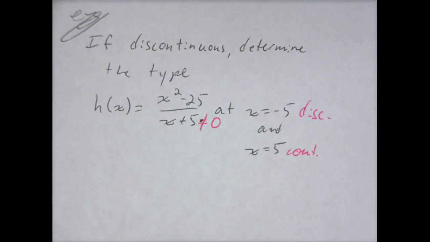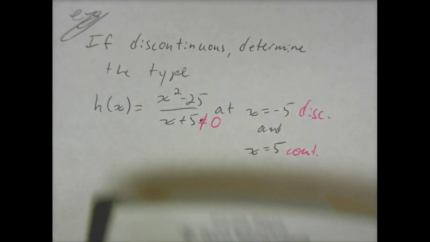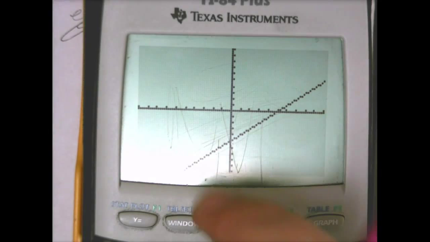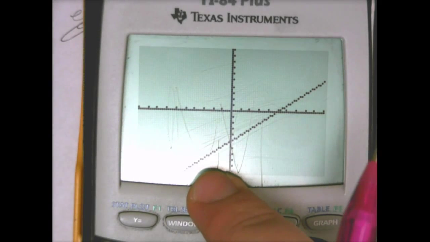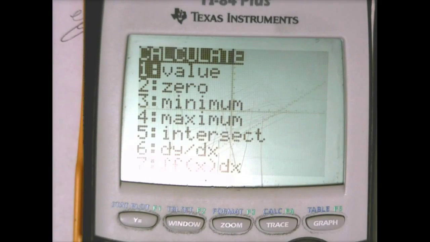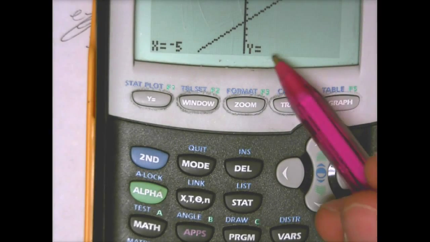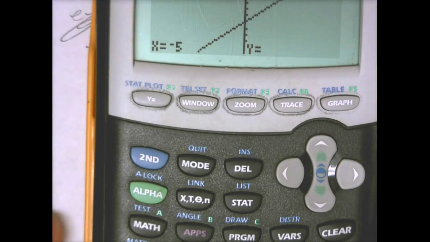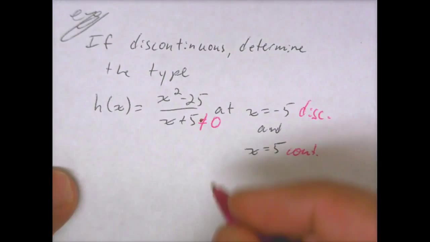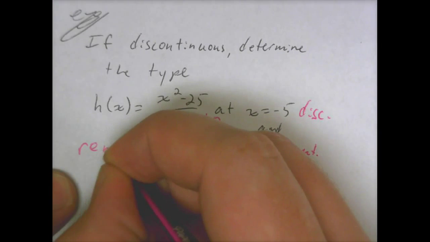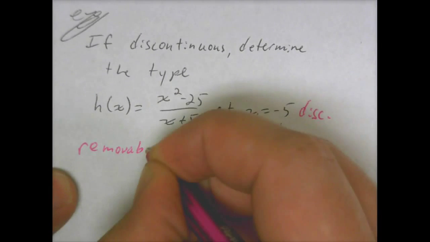So what kind of discontinuity is this? Well, if you look at your graph for the function, this is just plugging it into the y equals, it looks something like that. So my guess is we would probably have a hole at negative 5. If you want to even try to calculate the value at negative 5, you will notice that there is nothing for the y. That is because there is a hole there, so there's not actually a value there. So I can say that this is a removable discontinuity.